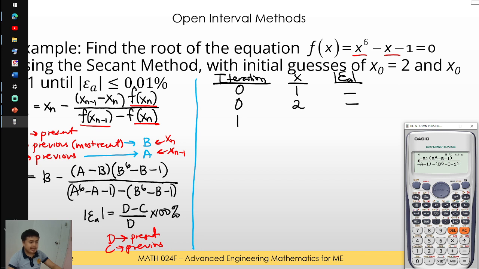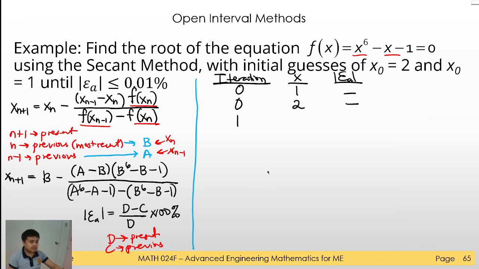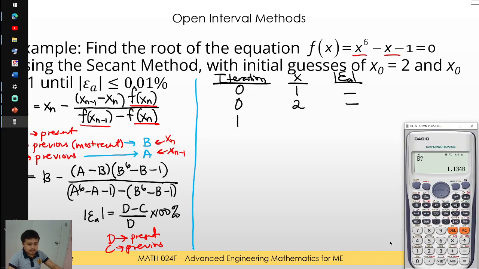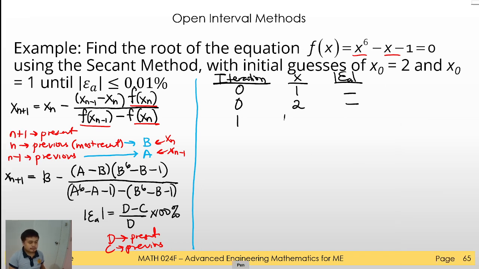So what is A here? The B here is the most recent value, so 2. Okay, so this is the most recent, guys. And then this is the other previous one, so we have to input here as A the 1. So B here is 2. The last one is 1. So the approximate value here is 1.0161.